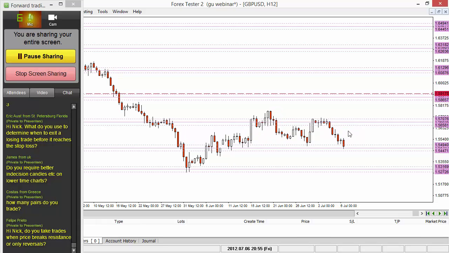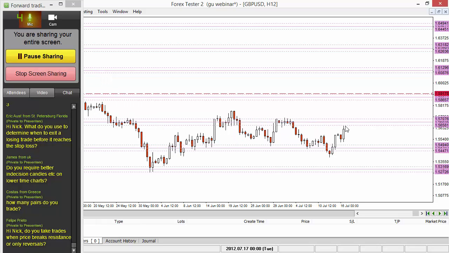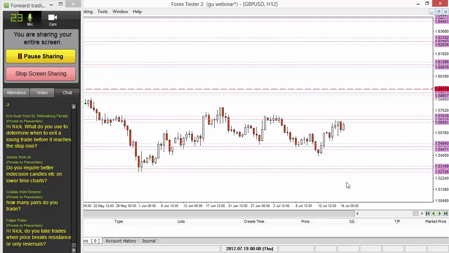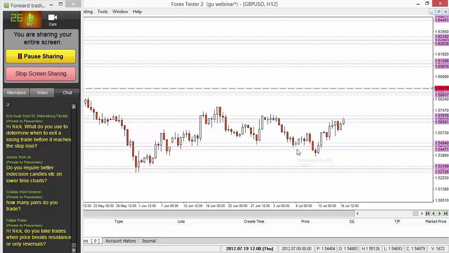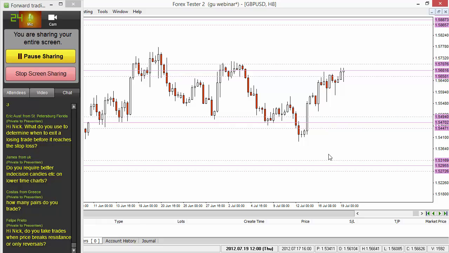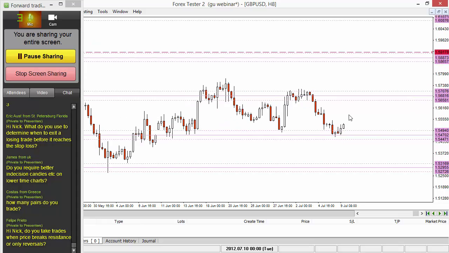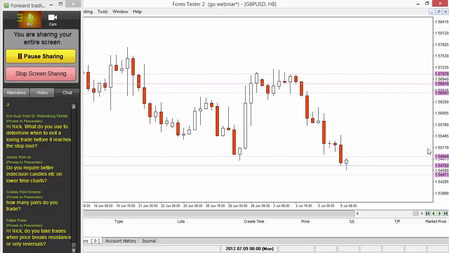Nah, not that. Actually, that's a pretty decent example. Yeah, maybe I wouldn't have closed that one out early though. Right, what is this, 12 hour? Let's go down to 8 hour. Yeah, okay, this is a decent example. Let's take this trade here. Would have been a failed trade, but I probably would have got out of this one a bit early.